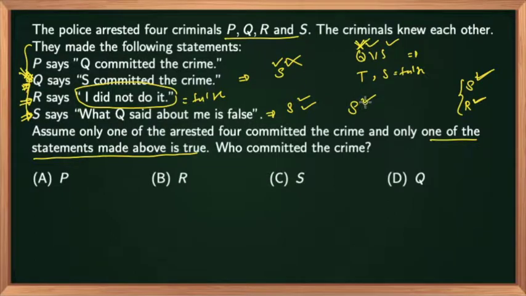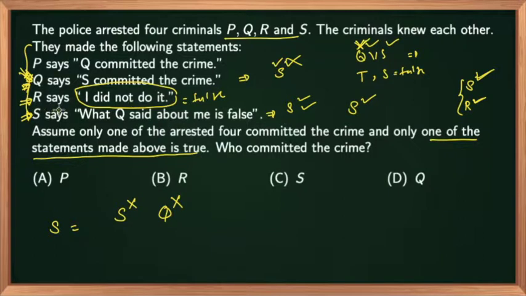And we now know that S should be the correct statement. So S says what Q said about me is false, and that is a correct statement. What Q is saying? Q says S committed the crime. That is wrong, right? So S is not the person who committed the crime. Now P says Q committed the crime. That is also wrong, because we assume that only S is correct. So whatever P says is wrong, whatever Q says is wrong.